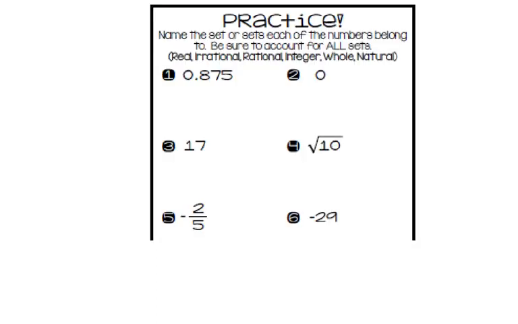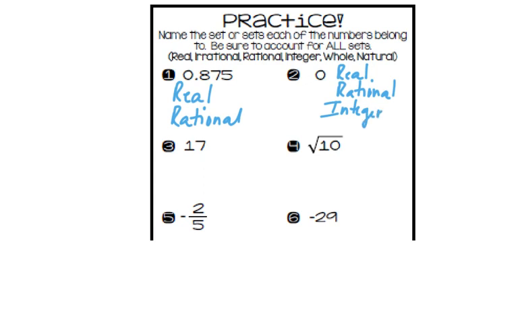Okay, so 0.875, that is going to be a real number, and all numbers that we deal with this year are real numbers, and it's also a rational. Number 2 is a 0, so we know 0 is not a natural number, but it is real, it is rational, it is an integer, and it is a whole number.